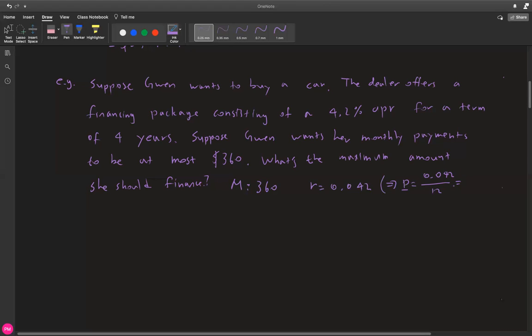So 0.042 divided by 12 is 0.0035. And what else do we know? We know that the term is for 4 years. So the t is 4 years. And since we're talking about monthly payments, we are multiplying by the number of months in a year, so it'll be 48.